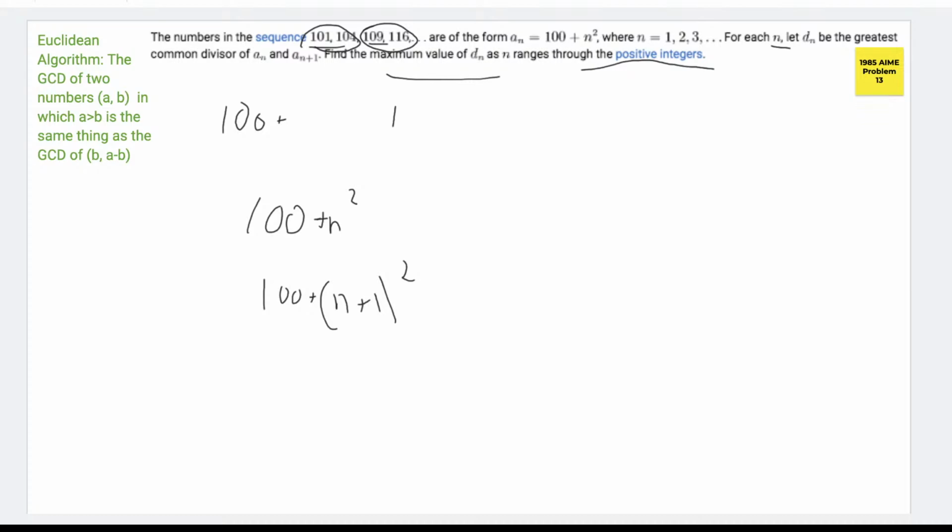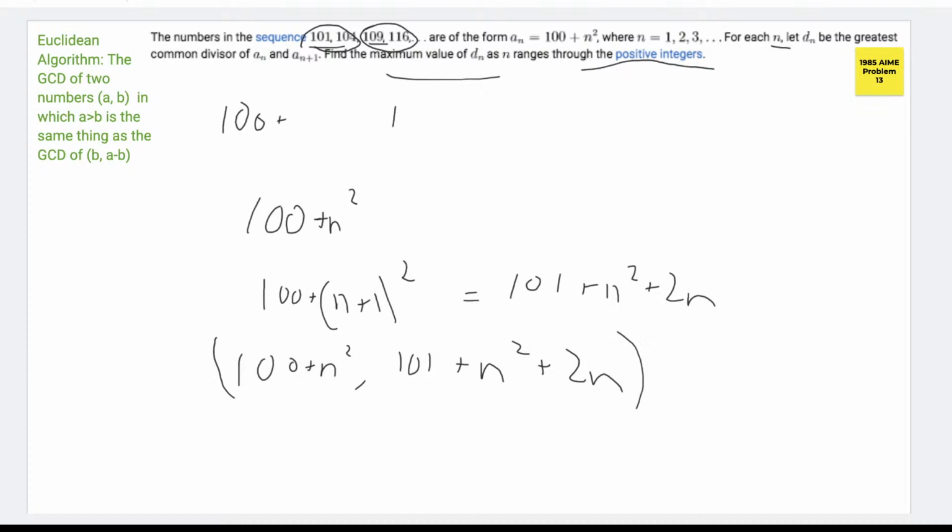So 100 plus n plus 1 to the power of 2 simplifies to 1 squared, 1. You add that to 100, 101 plus n squared plus 2n. So we want to find the GCD of 100 plus n squared, comma, and 101 plus n squared plus 2n. Now we know that by subtraction, we can subtract these two expressions to get the GCD of n squared plus 100 and 2n plus 1.